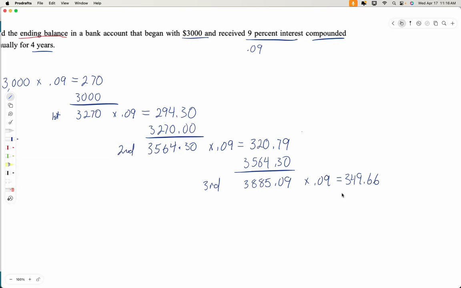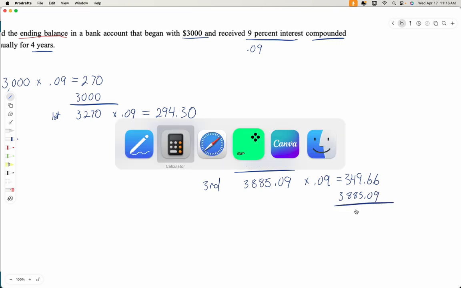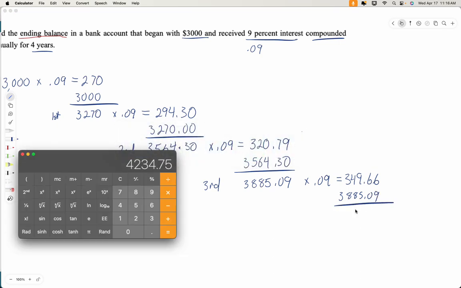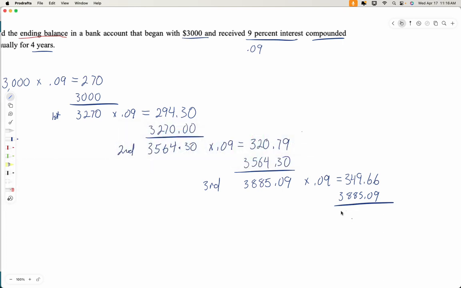Okay, so 3,885.09. We add that back together. We got 4,234.75. That is our balance at the end of the fourth year: $4,234.75.